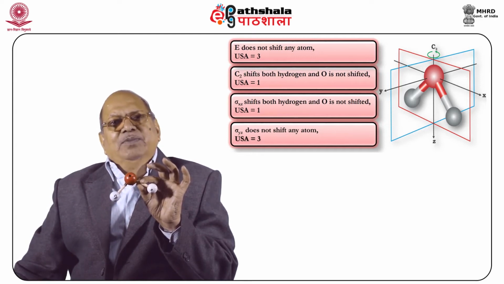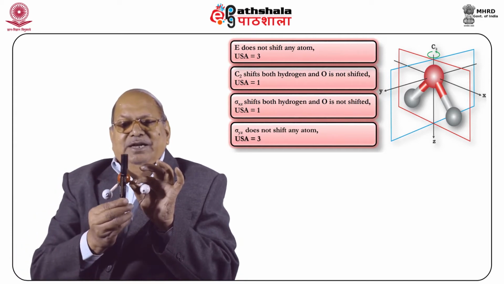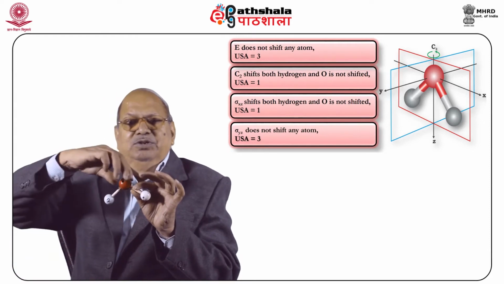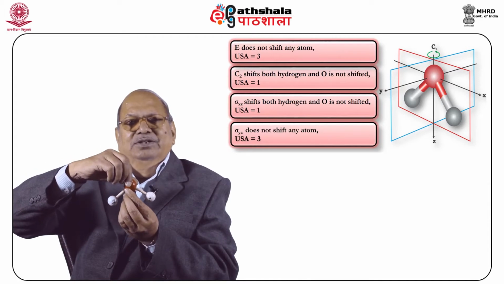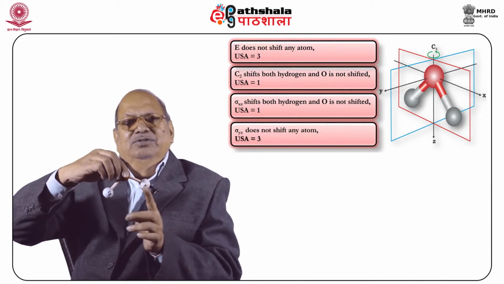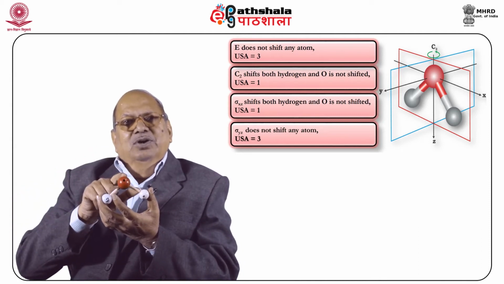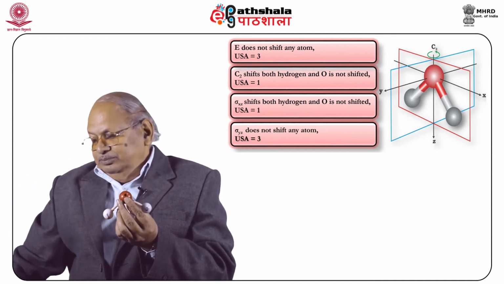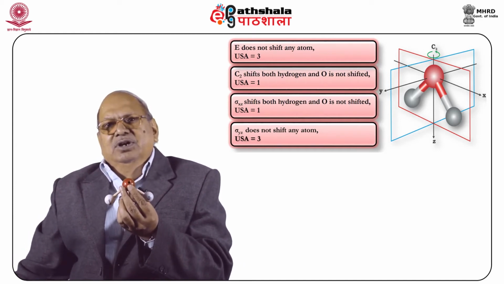Now what happens if I perform the C2 operation as shown in the diagram? The C2 axis is along this, and I perform a C2 operation like this. What happens? These hydrogens are interchanged or shifted, and only the oxygen atom remains at the same place. It is unshifted. So by performing the C2 operation, only one atom is not shifted.